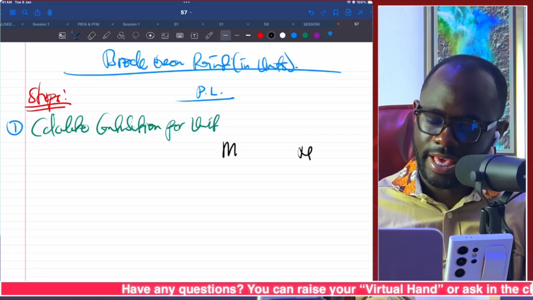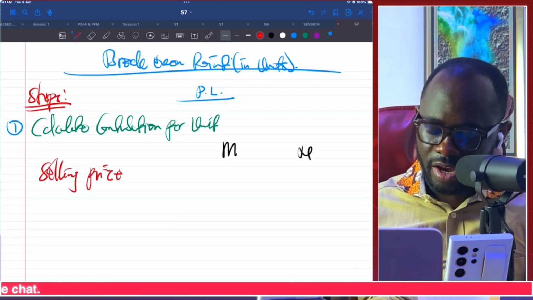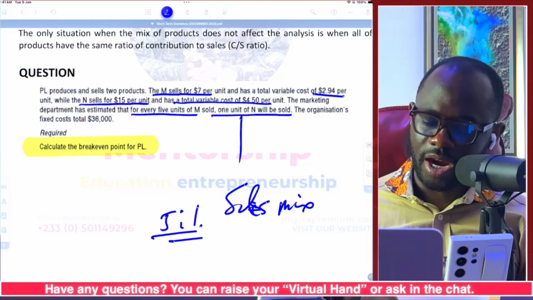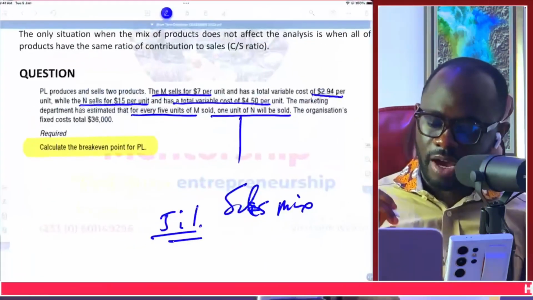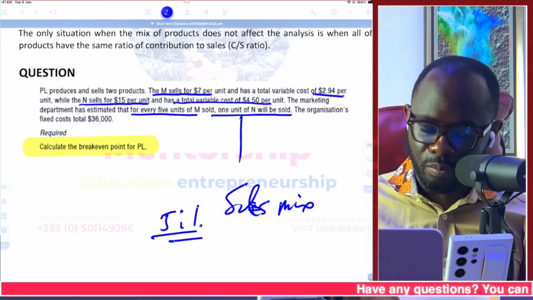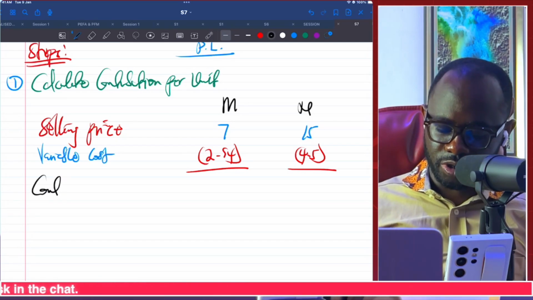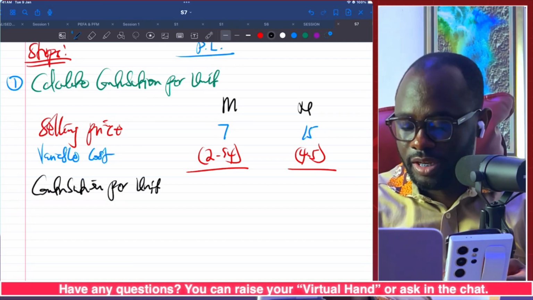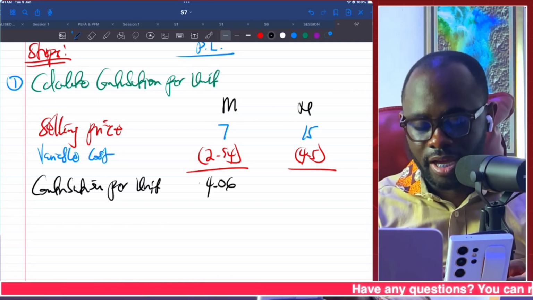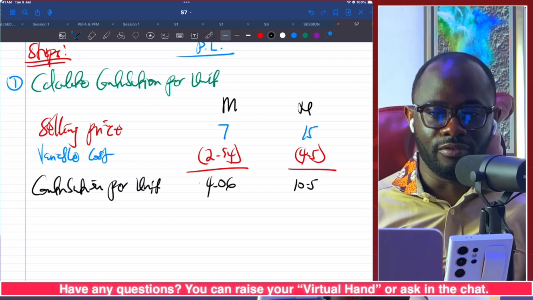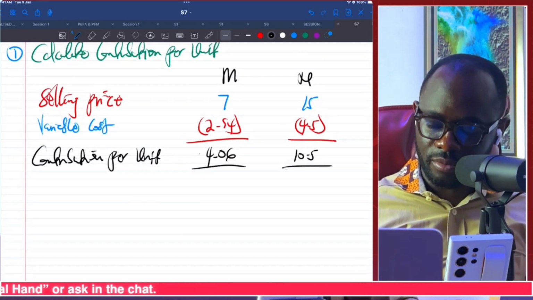So M and N. We bring in the selling price and the variable cost. Selling price respectively 7 and 15. Variable cost respectively 2.94 and 4.5. And that gives us contribution per unit. So 7 minus 2.94, that's 4.06. 15 minus 4.5, that's 10.5. So that's our first step, calculating contribution per unit.